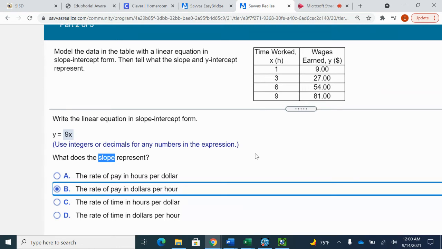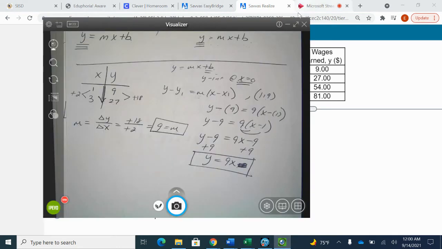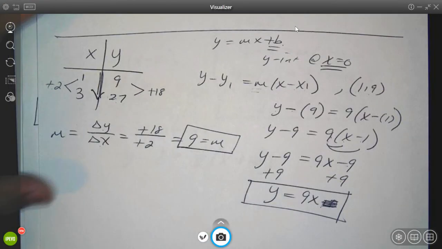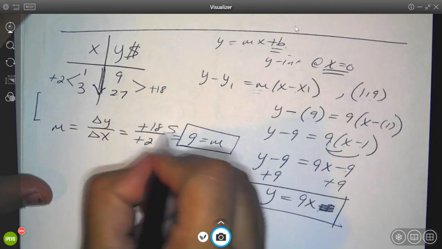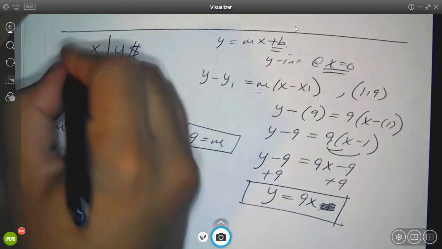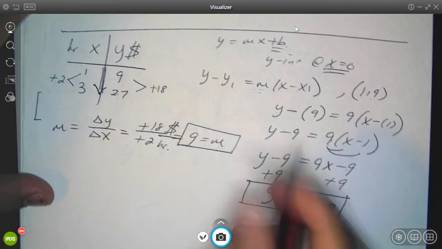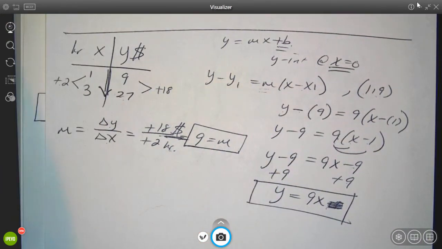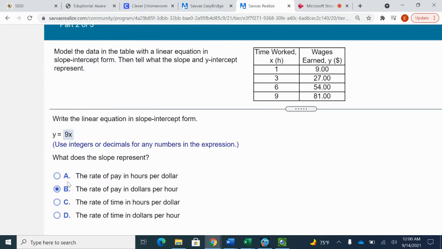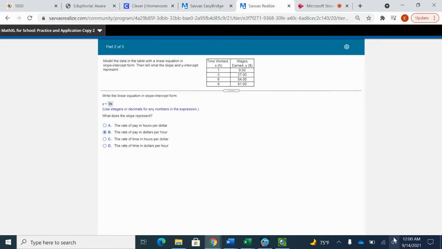Dollars per hour. Going back over here, right? You want to get technical? Y here was money, so it's $18 over X is hours. So it's dollars per, meaning division, hour. There it is. So my slope represents pay in dollars per hour.